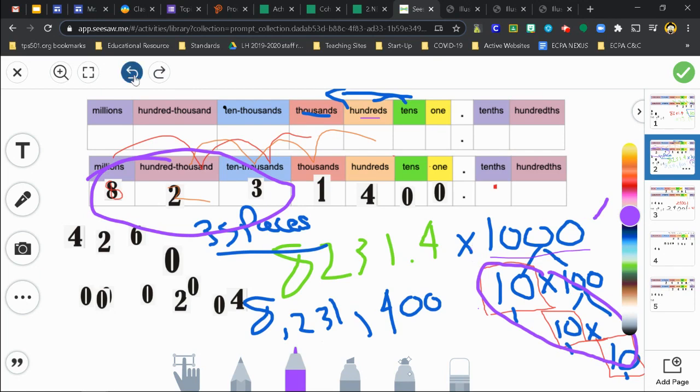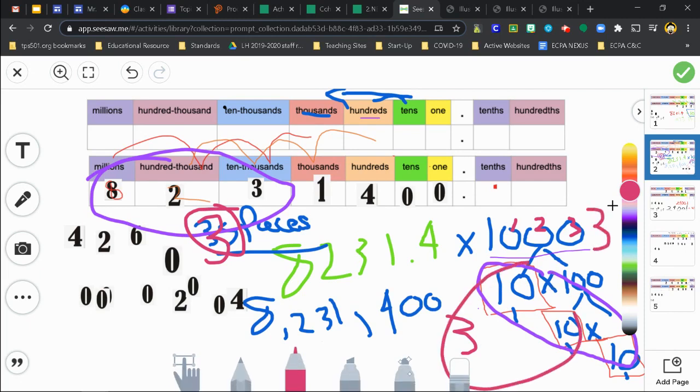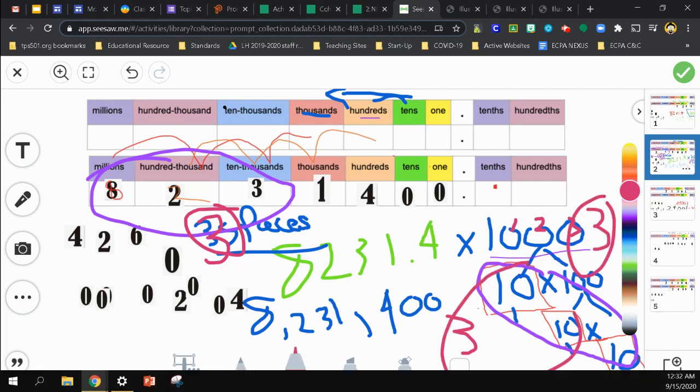You notice anything about it? Like, do you notice 1, 2, 3 zeros? I do too. So it looks like we moved 3 spaces and there were 3 tens and there were 3 zeros.